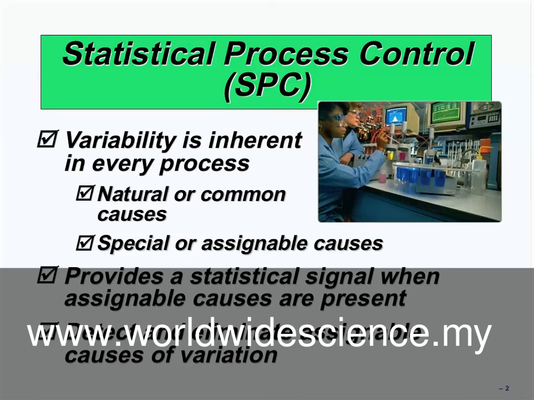The variability in production can be divided into two categories: natural or common causes, and special or assignable causes. If the variability, or being different in product, is natural, we cannot do anything. The operation manager cannot do anything because it's natural. It's out of control. It's inherent, and it can be for many reasons.